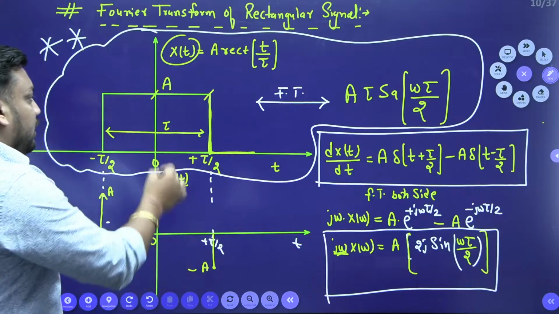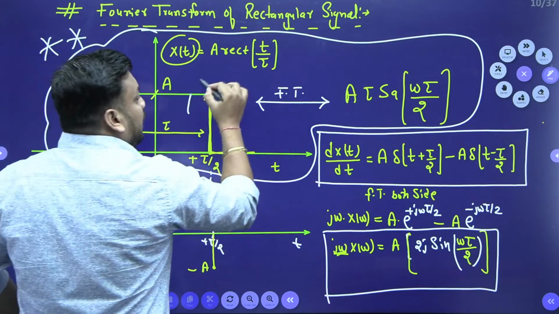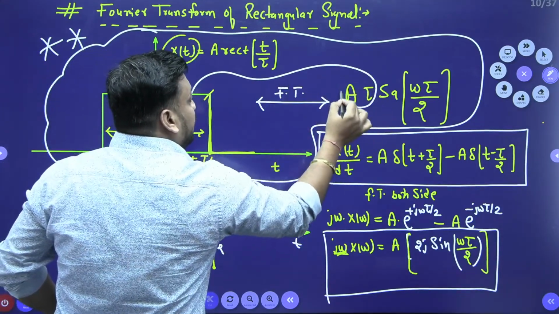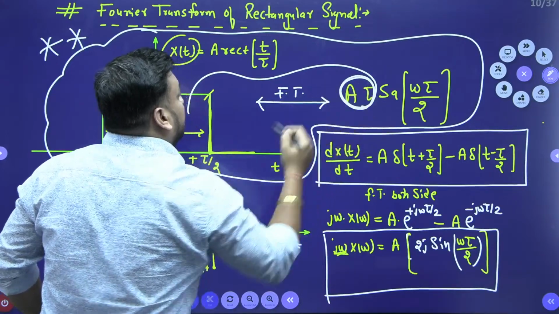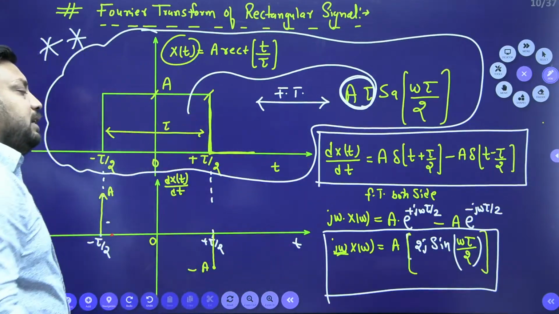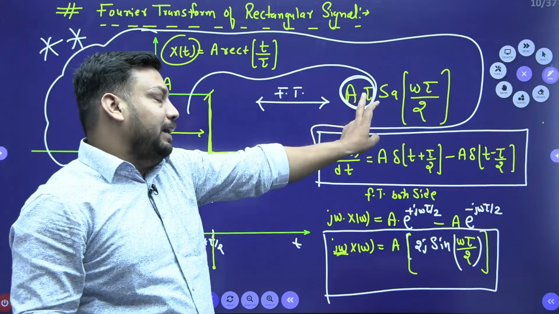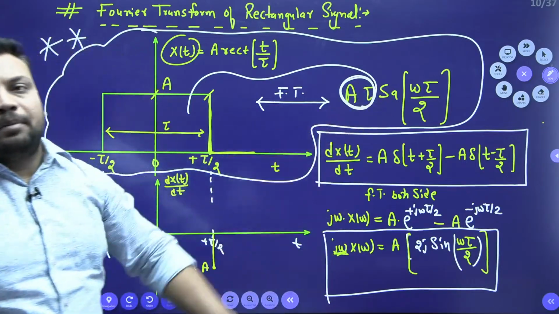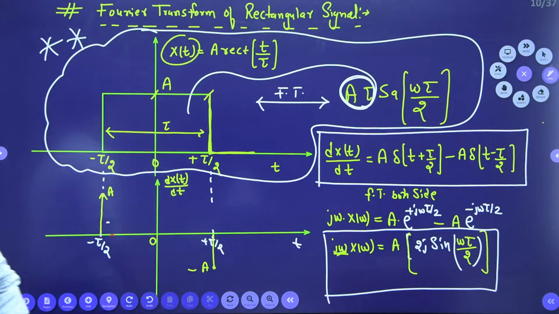It means this is A, this is tau. So you can also remember that the area of the rectangular signal is the multiple of the sampling. For a rectangular pulse, the area is A tau. So A tau is the scalar, the multiple of the sampling function in the frequency domain. It is a very important result.